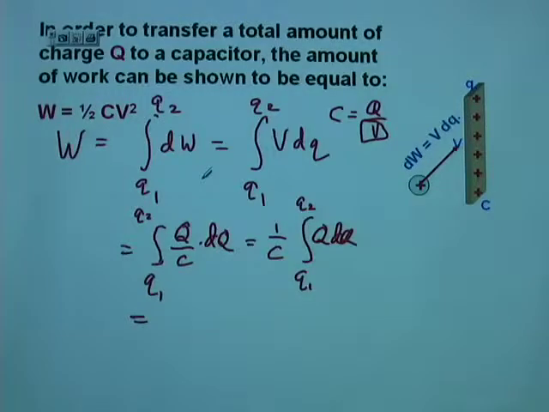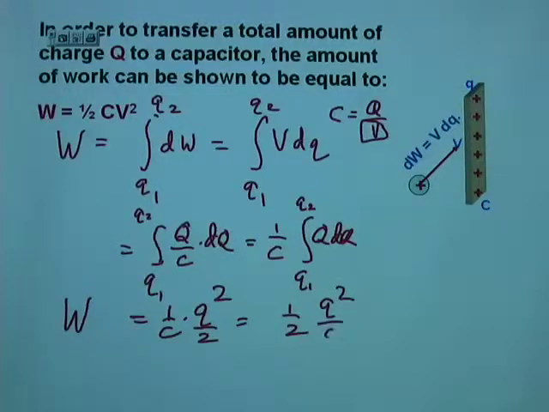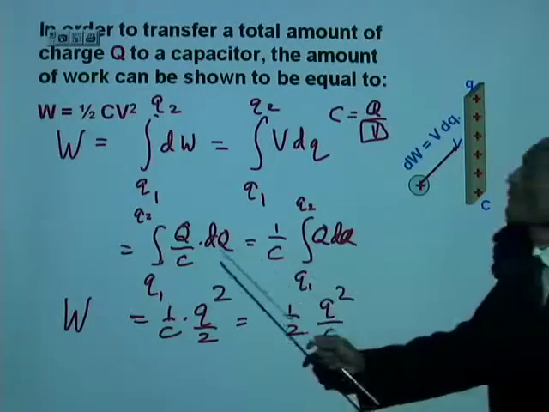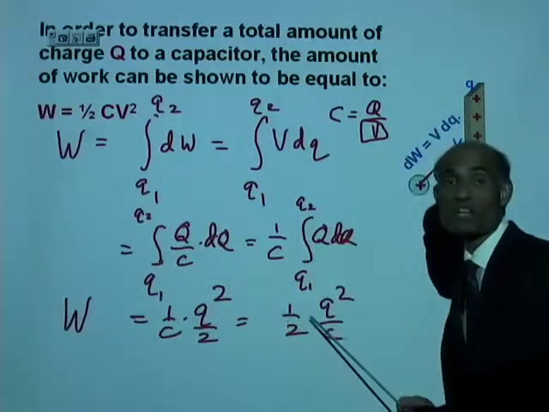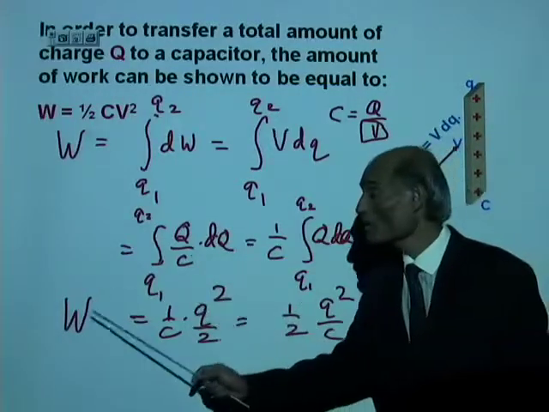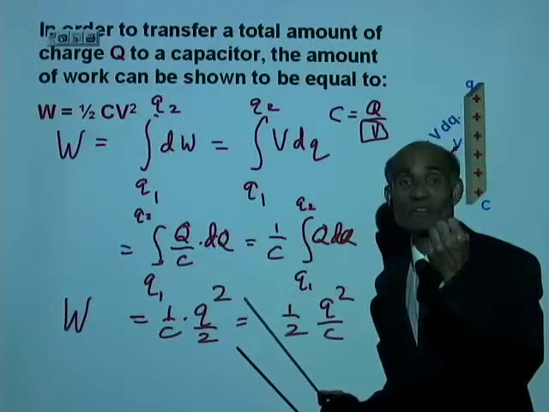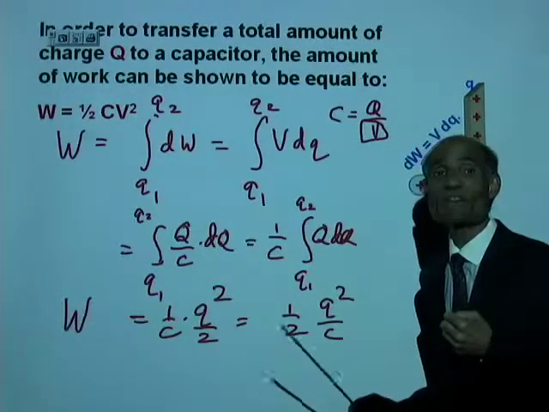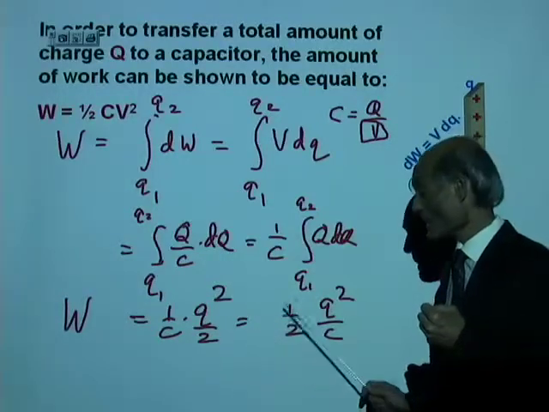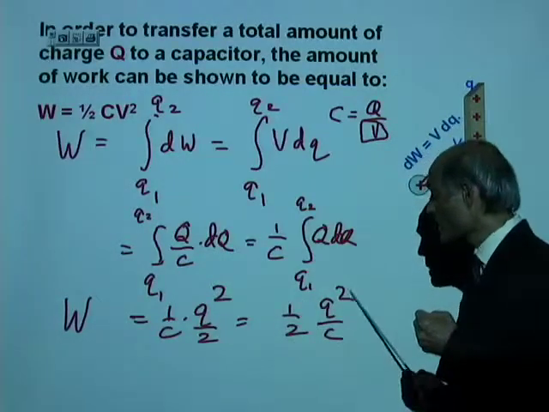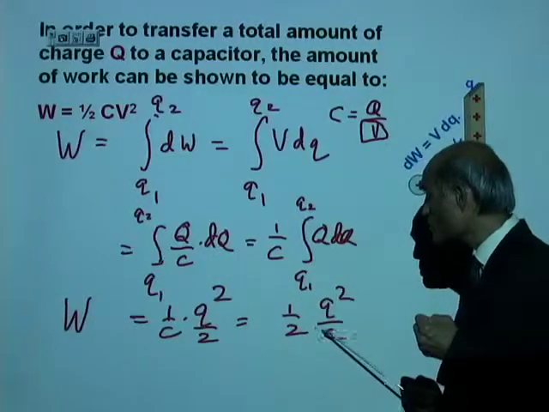So the work done will be 1 over C times Q squared over 2, which I can write as 1/2 of Q squared over C. Alright, so this is one expression for work done in charging a capacitor. And remember, work done in charging a capacitor is a measure of the energy of the capacitor. So what is an equation for energy of a charged capacitor? Energy of a charged capacitor is Q squared over 2C.